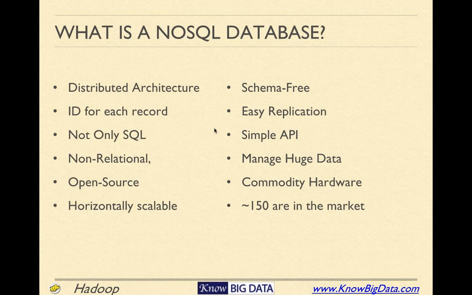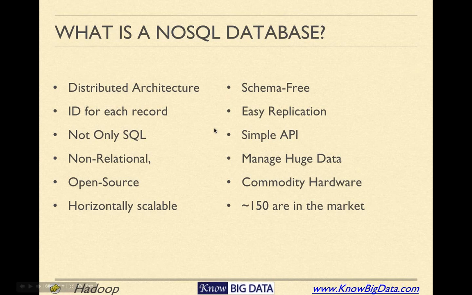So a NoSQL database is designed for distributed architecture, and when we distribute some data across the cluster, we should be able to identify uniquely each record that's being spread across, right? Therefore it is very imperative that every record has to have an identifiable unique ID. It is not SQL, not only SQL. This is called not only SQL.